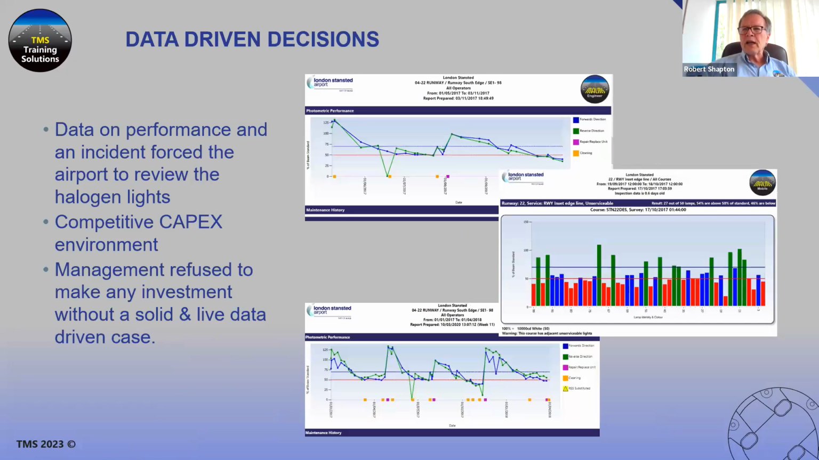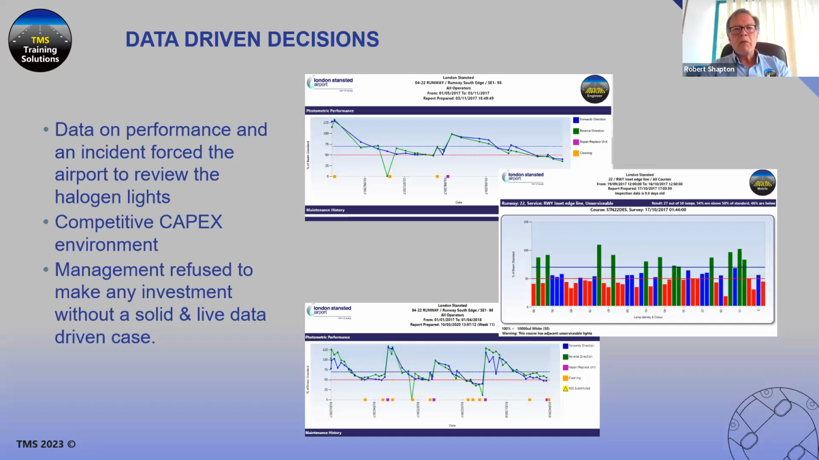First one we've got here, and thanks to my friends at London Stansted Airport for this one. This was a data-driven decision, of which all of the items we've got presented today are. They're all based on the results of data collection. The problem here was there were performance issues with the halogen lights at this airport. There was one particular incident, and also the amount of maintenance that was required to maintain them in a compliant state, or as you can see here, a non-compliant state, was causing a real headache to management.